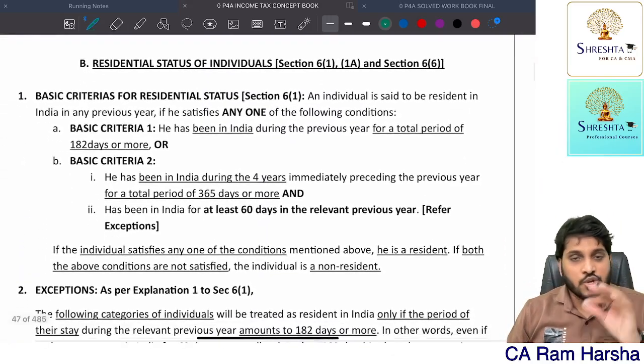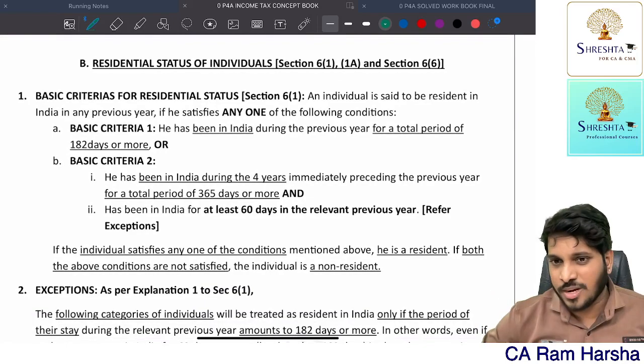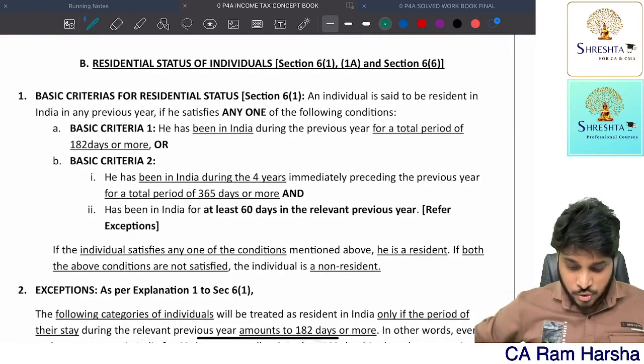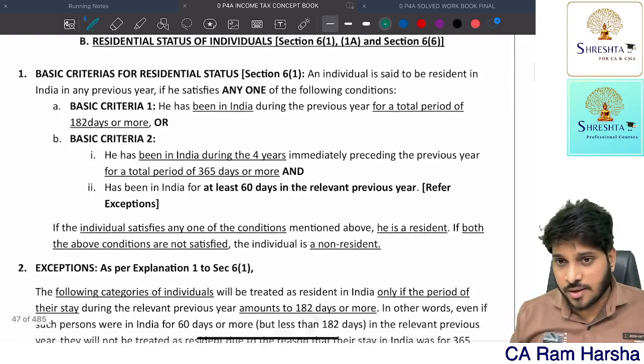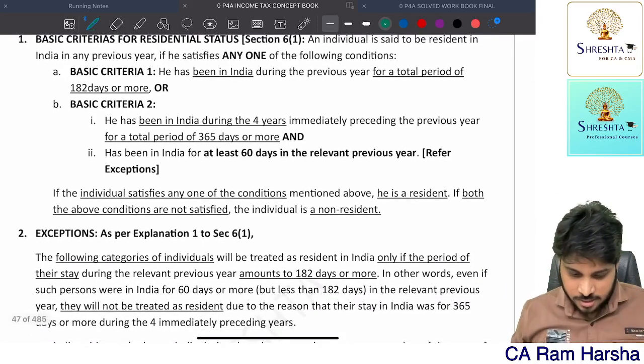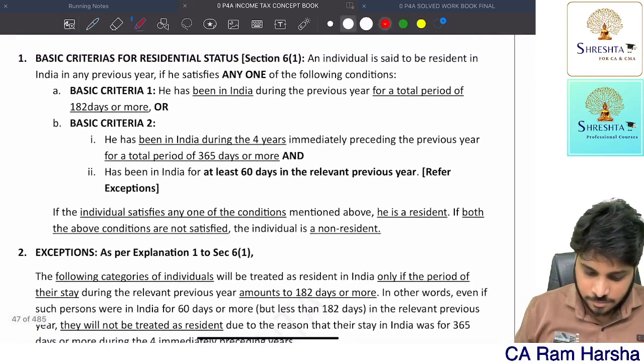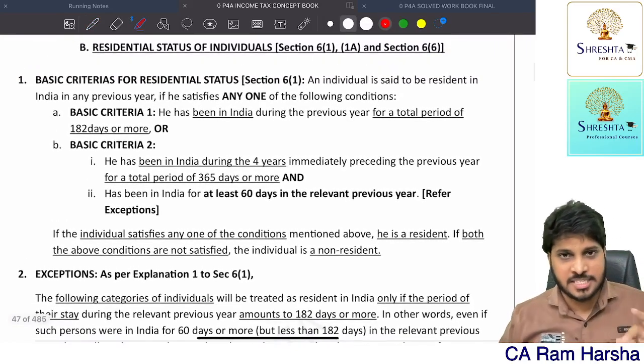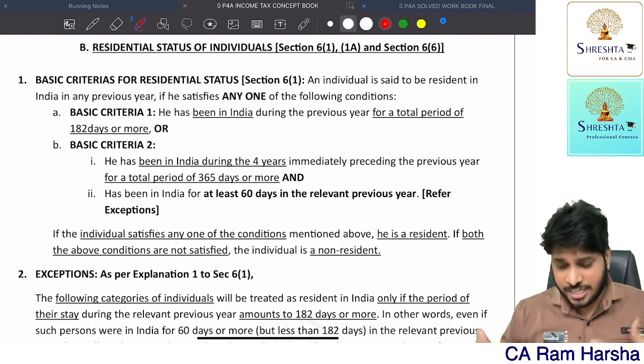So now let's look at the residential status of an individual clearly. Now, basic criteria for residential status. First one, we should check basic criteria. We also call it basic condition.